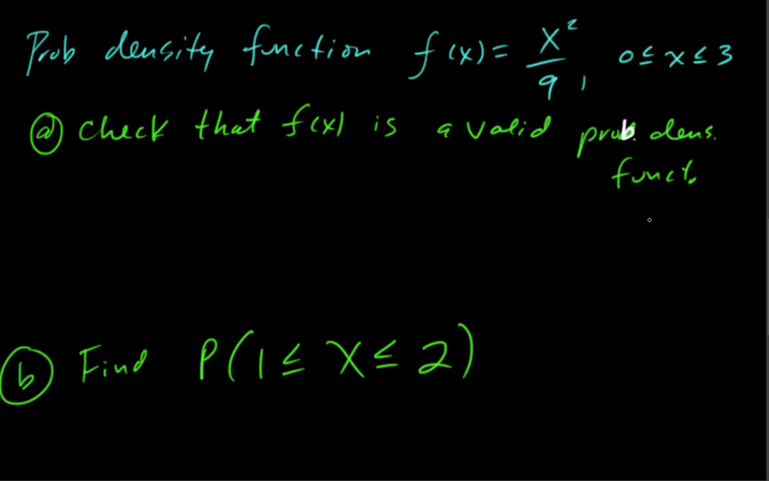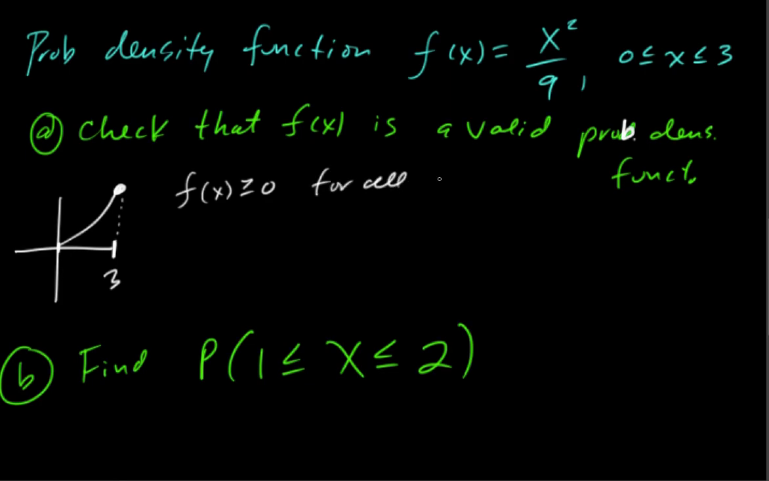So to do that, let's look at a graph. So the graph, we see that we have 3, this would be 0. From the graph, we can see that f of x is greater than or equal to 0 for all x's between 0 and 3, so that works.